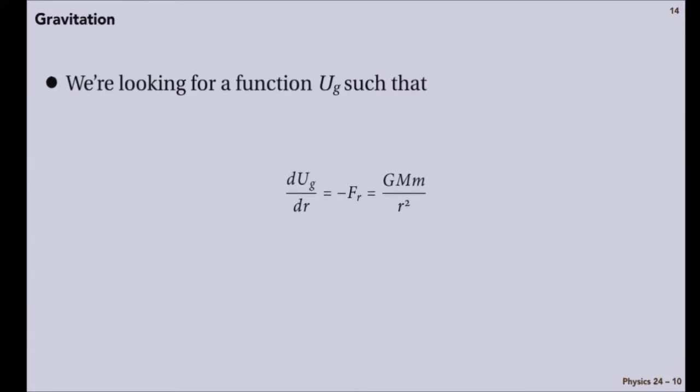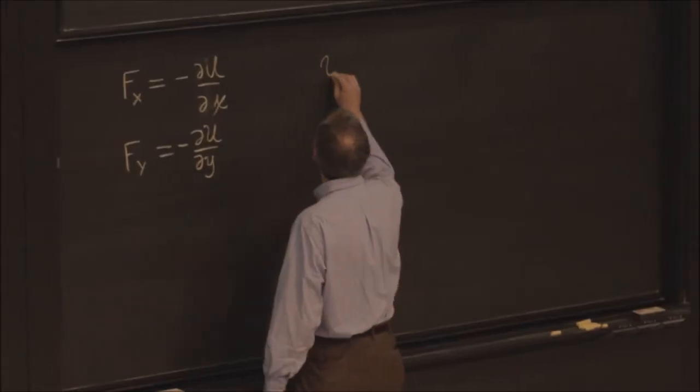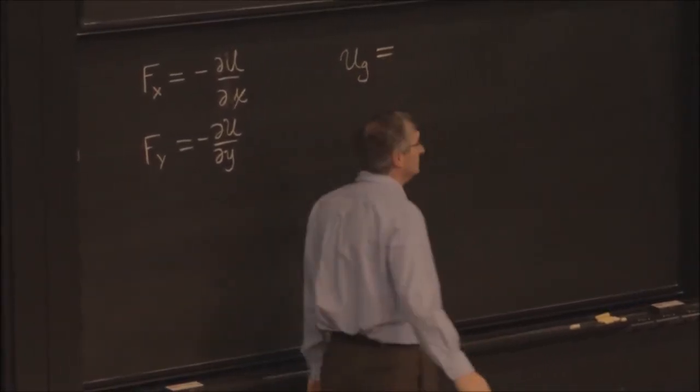GMm over r squared. Oops, I didn't say that right. I take its derivative with respect to r, not G, not M, the little one. Okay, so what would that function be? Any candidates? I see the yawn. He says, everybody knows. Okay, fine. So what do you propose? U sub g is equal to?